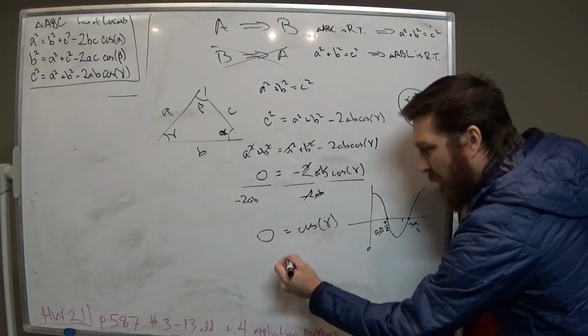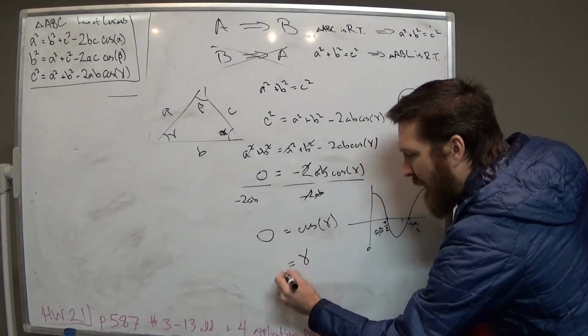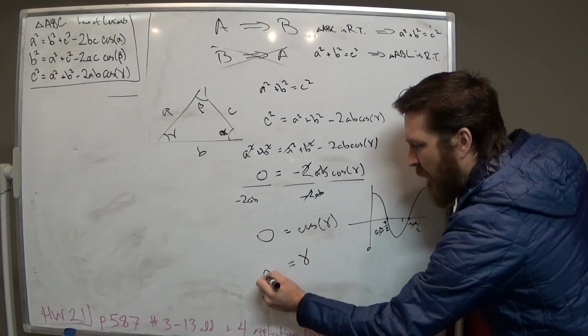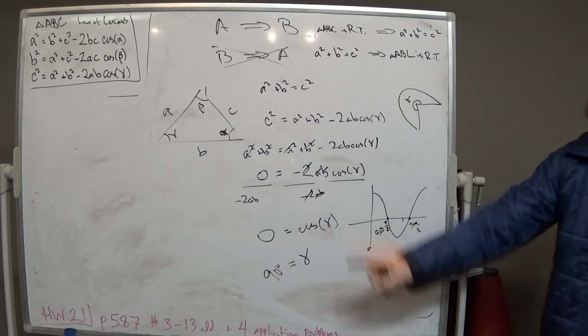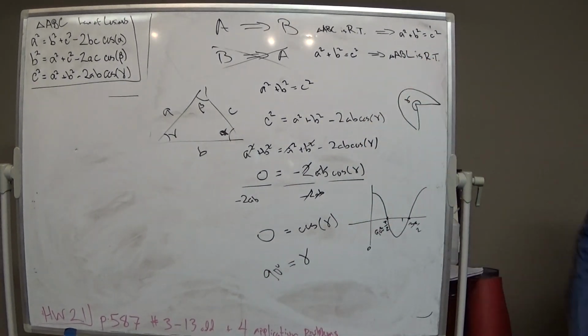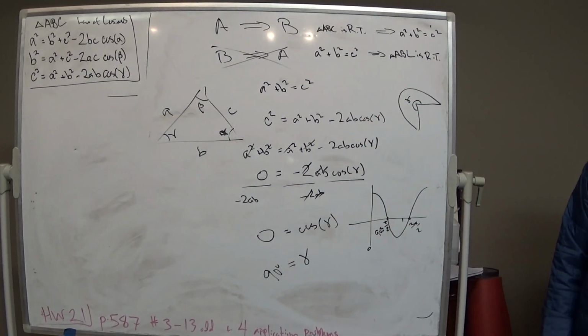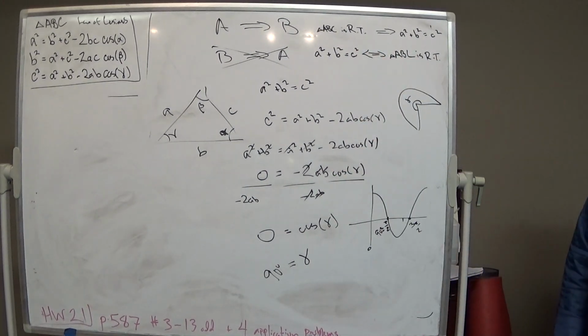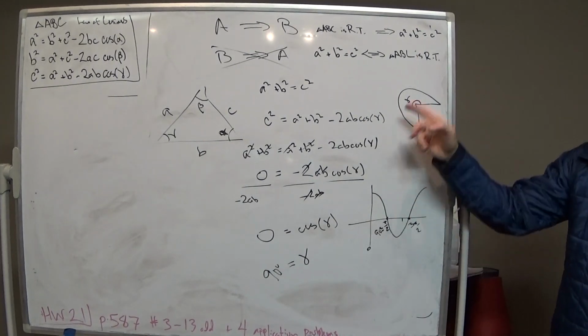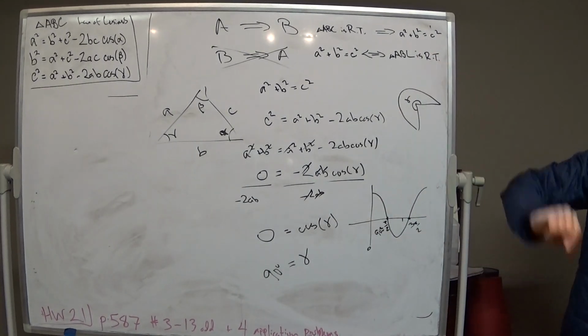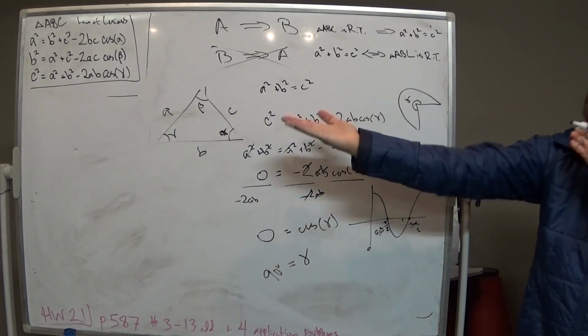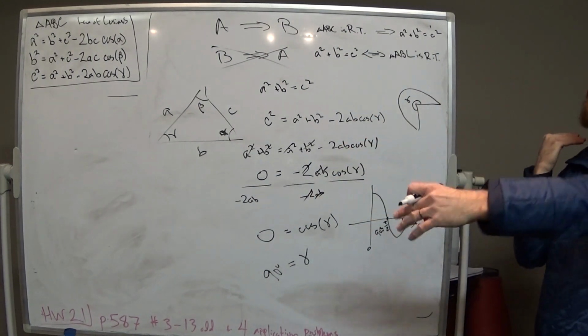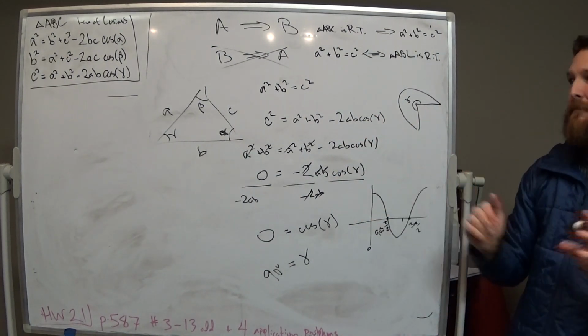For this to be true, it must be that gamma is equal to pi over 2, or in other words, equal to 90 degrees, and therefore ABC is a right triangle. So in fact, you could say a squared plus b squared equals c squared if and only if ABC is a right triangle. Which means both implications are true, which means that they're kind of the same thing.